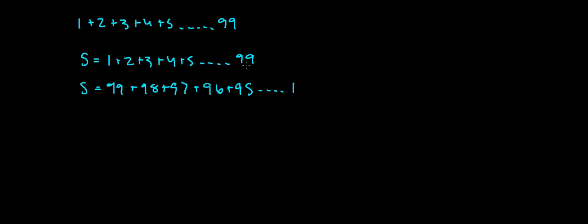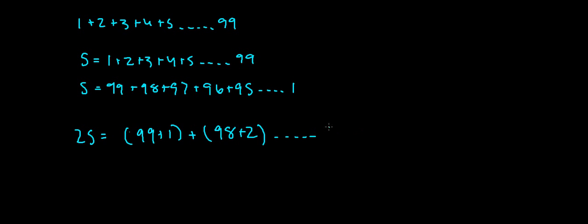Now it becomes a really easy problem, doesn't it? On average, they're going to be worth 50. And how many of them are there? There are 99 of them. Divided by 2, because this will add up to be twice of what that would be worth. So we thought of it like this. 2 times the sequence is equal to 99 plus 1 plus 98 plus 2, all the way down till you get back to 1 plus 99.